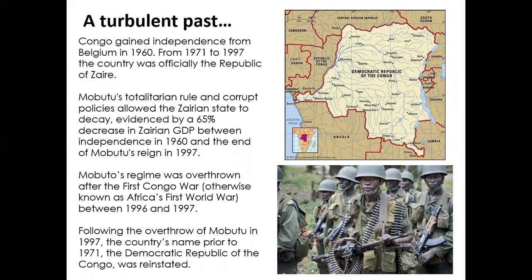So hopefully this presentation has contextualized the social and economic climate of the DRC at the time of the eruption. This slide here I'll leave on as it summarizes some of the main discussion points of this presentation.